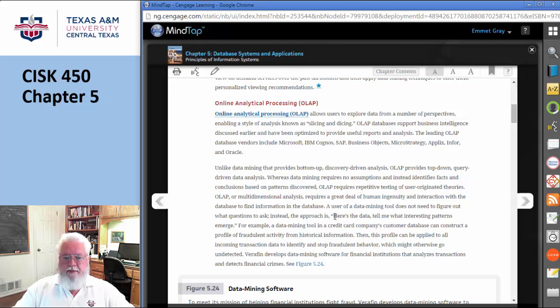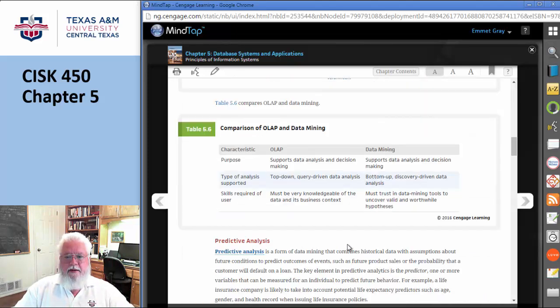For example, in online analytical processing, you could say, find all stores within 200 yards of something. You can actually spell it out in English, and it'll translate it behind the scenes and make it do this stuff. Okay, here's a good comparison between the two.